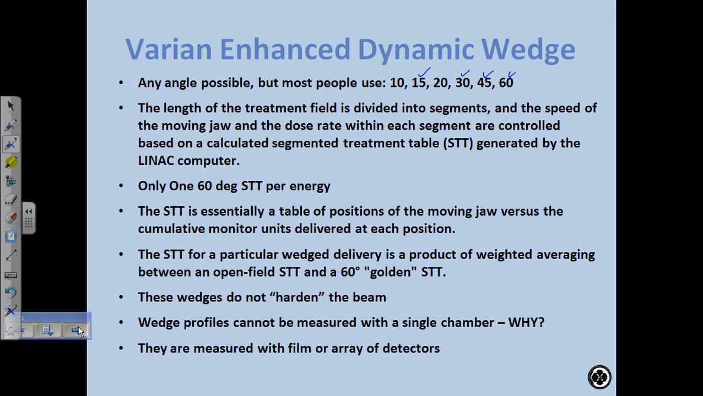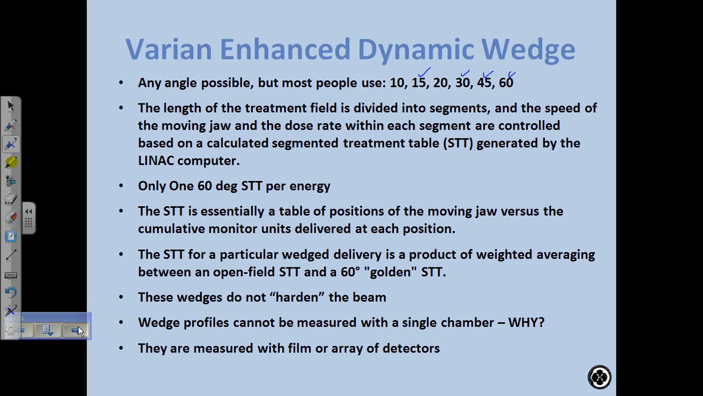The length of the treatment time is divided into segments, and the speed of the moving jaw and the dose rate within each segment are controlled based on the calculated segment treatment table generated by the LINAC computer. So the position of the jaw for each wedge angle and the dose rate will be different depending on the wedge angle. And it has control points. So it says, after this many monitor units for a dynamic wedge of 10 degrees, the jaw has to be at this position and the dose rate has to be such. So that's a table that exists.